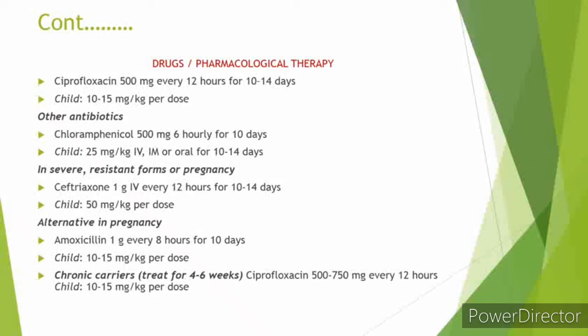Then we have those patients we call carriers. For carriers, they are treated for 4 to 6 weeks, that is over 1 month, or from 1 month to 1 month and a half. They are given ciprofloxacin 500 to 750 milligrams every 12 hours. Then for children, 10 to 15 milligrams per kg body weight.